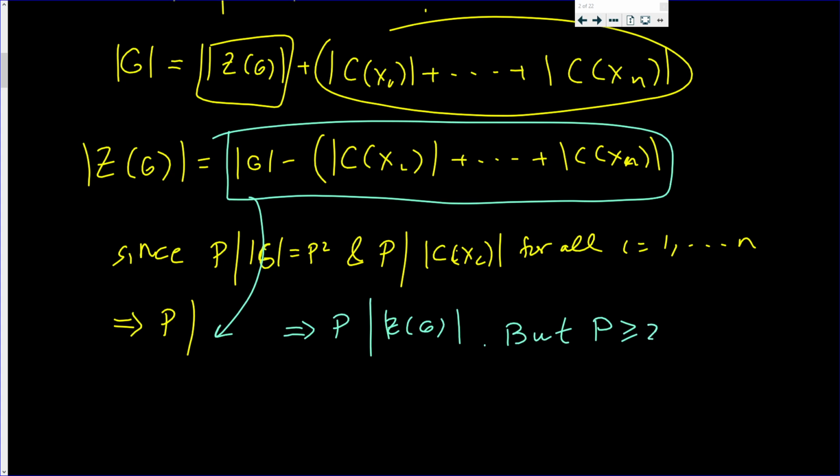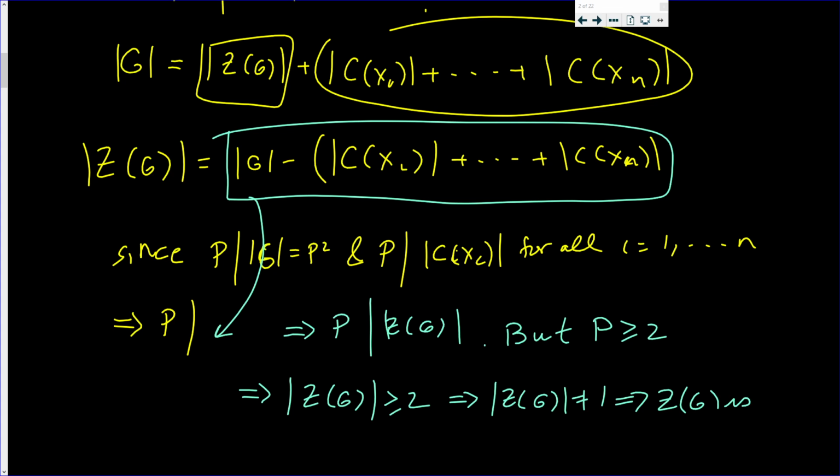But p is at least 2. This implies that the order of the center of G is at least 2, which implies that the order of the center of G is not 1, which implies that Z of G is not equal to the set containing just e.